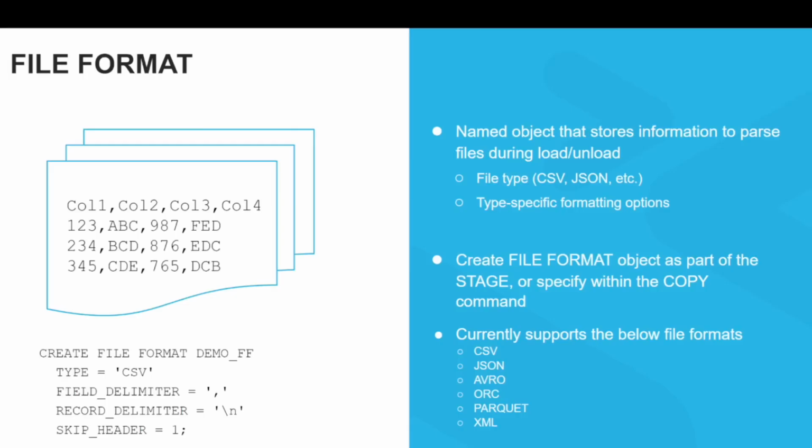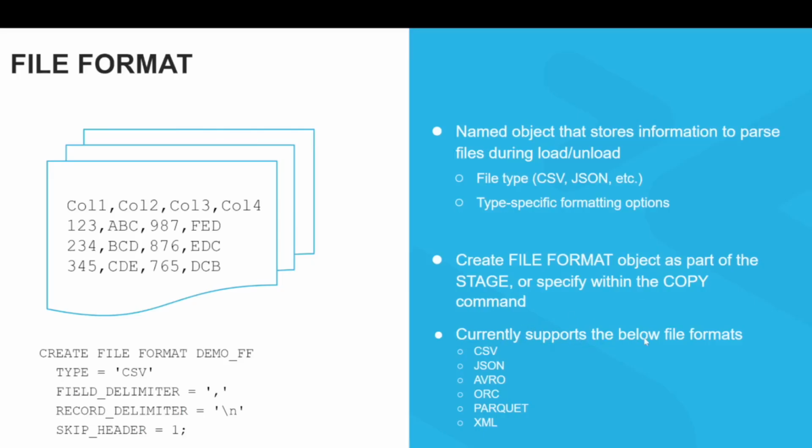A Snowflake file format contains information about the data files, such as the type of the file, whether it's a CSV or a JSON file, and any formatting options specific to each type of file used for the bulk loading or unloading process. The recommendation is that we create the file format as part of the stage. When we are creating a stage, we can mention that file format, or we can specify it within the copy command also. We can check these while we create the file format in Snowflake.